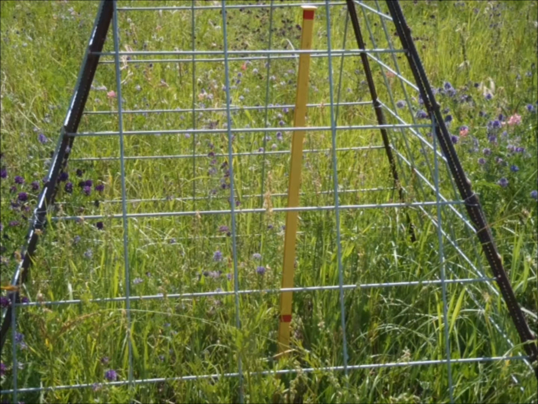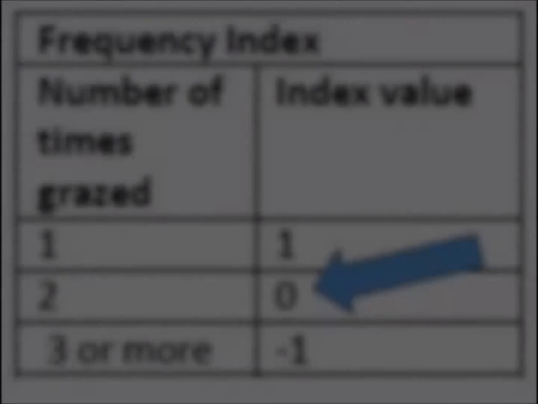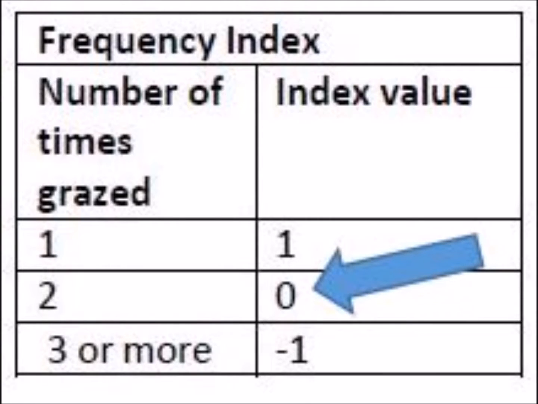For example, in 2015, Site 3 was grazed for 11 days. Using a 7-day regrowth period, cattle could potentially have grazed any given plant twice during the 11 days, if the plant was grazed when they were first moved into the pasture. Based on the frequency index, 2 times grazed correlates to a score of 0, or neutral impact.